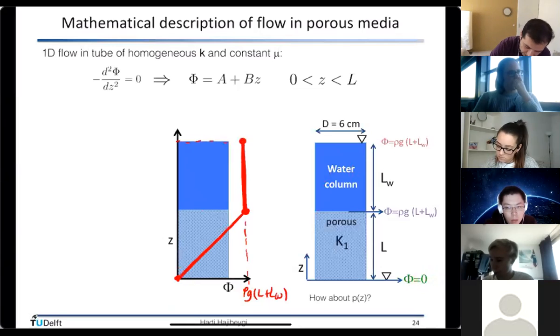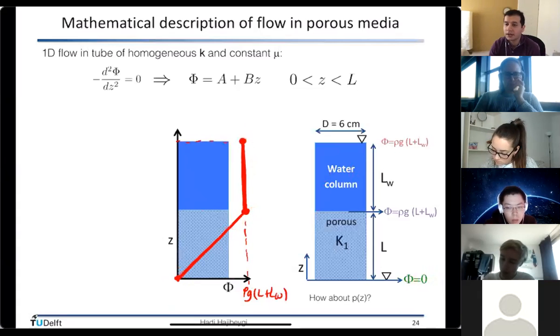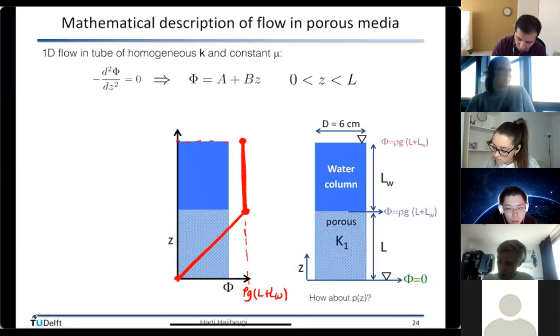The potential at the beginning is constant in the water column, and then it drops linearly to 0. It is almost constant in the water column, with a permeability of around 10 to the power minus 4. So what's the line formula here? What's this line?